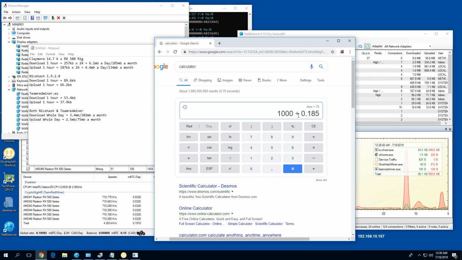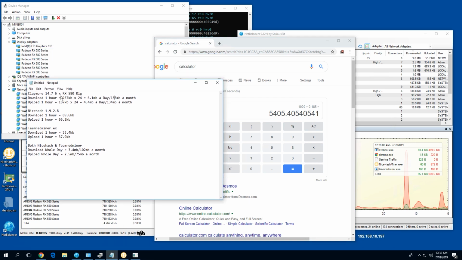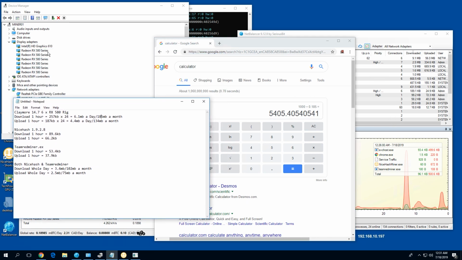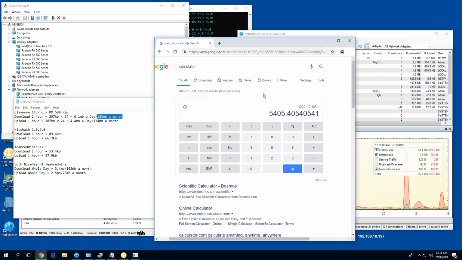One gigabyte is 1,000 megabytes, okay? So that's the calculation I'm doing here. And then, so look at that. Theoretically, okay? Theoretically, you could have 5,405 mining rigs, or I guess 5,405 RX 580 rigs a month mining Ethereum, okay? You would be fine with an internet connection that had 1,000 in terms of bandwidth, okay?